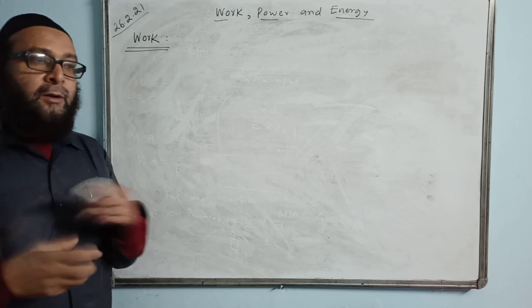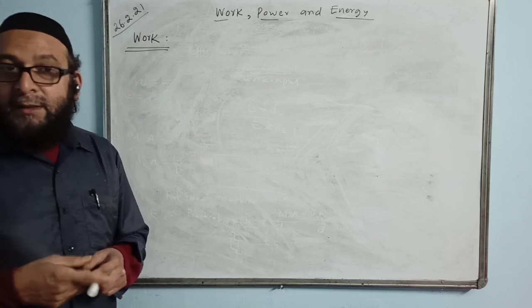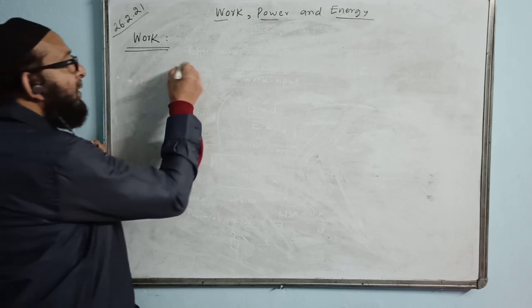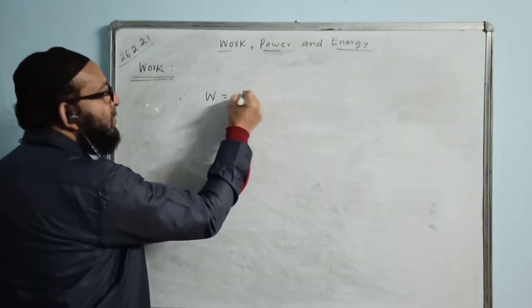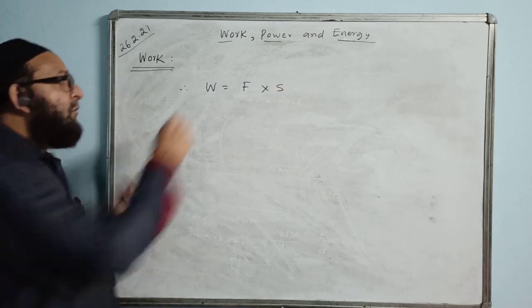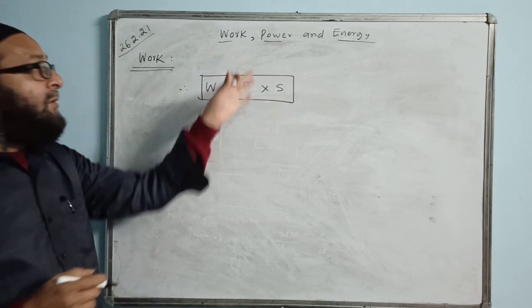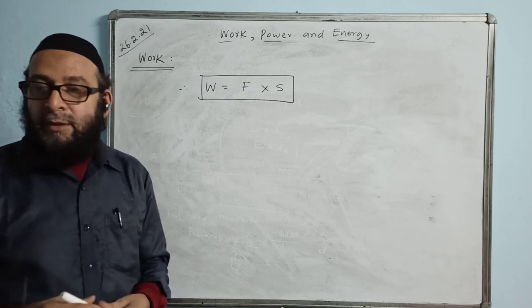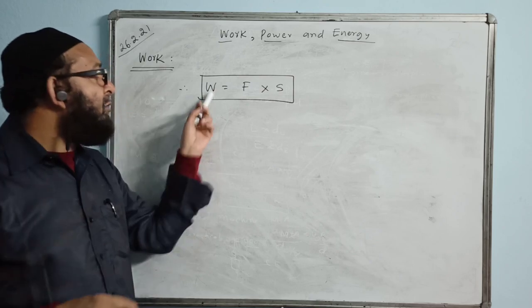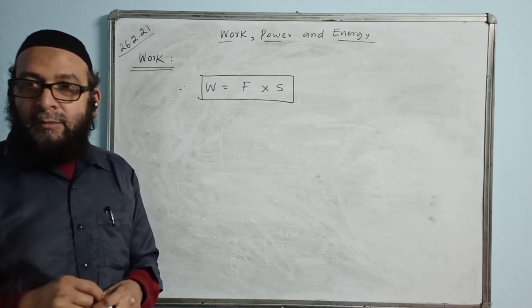Work is measured by the product of the force and the displacement in the direction of force. Therefore, we write the formula: work equals force into the displacement S, where S is the displacement in the direction of force. The formula work becomes F into S. Work, power, and energy, they all are scalar. They don't have directions. And the SI unit of work is joule, whereas the CGS unit is erg.